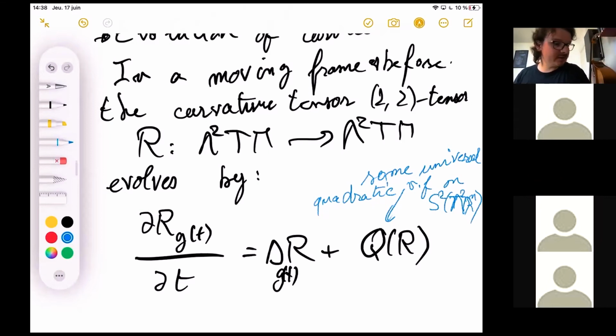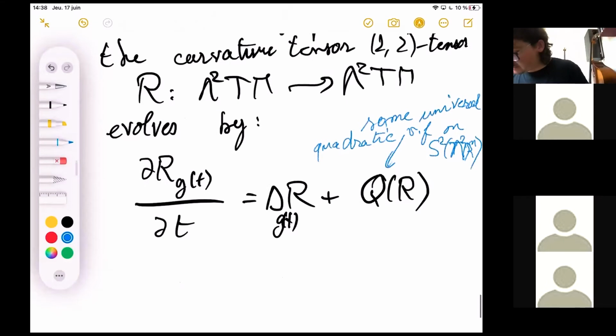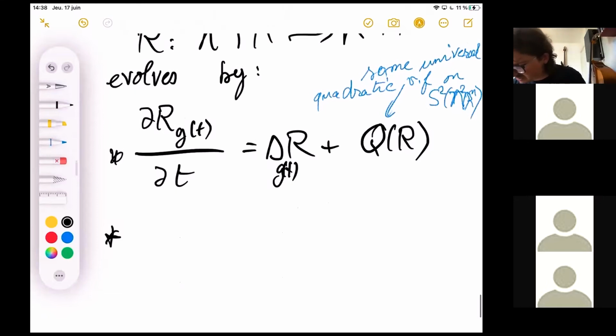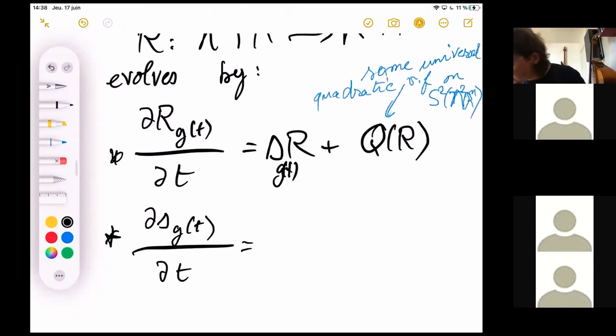Okay. And so now you can give the evolution of the Ricci curvature, but we won't need it here. And you can also give the evolution of the scalar curvature, which we will use. If you take the scalar curvature, you can take the trace here. Okay, and that gives you the following.